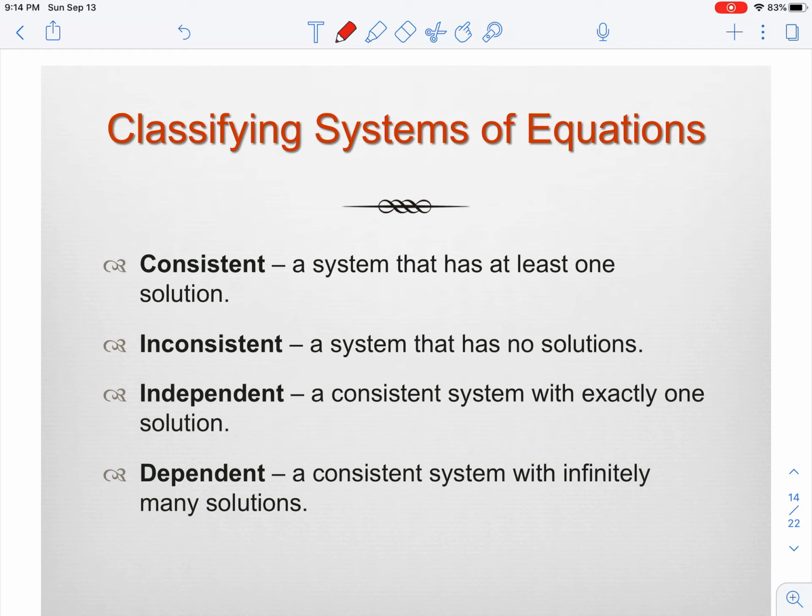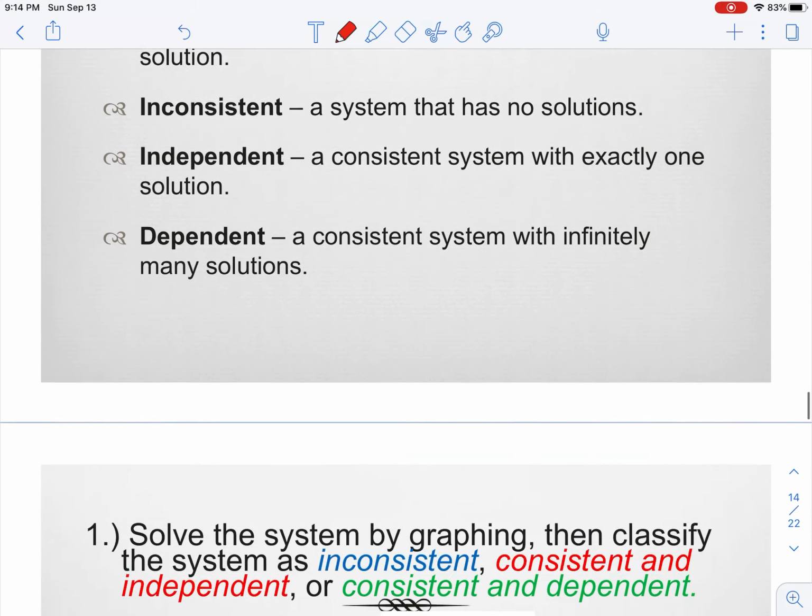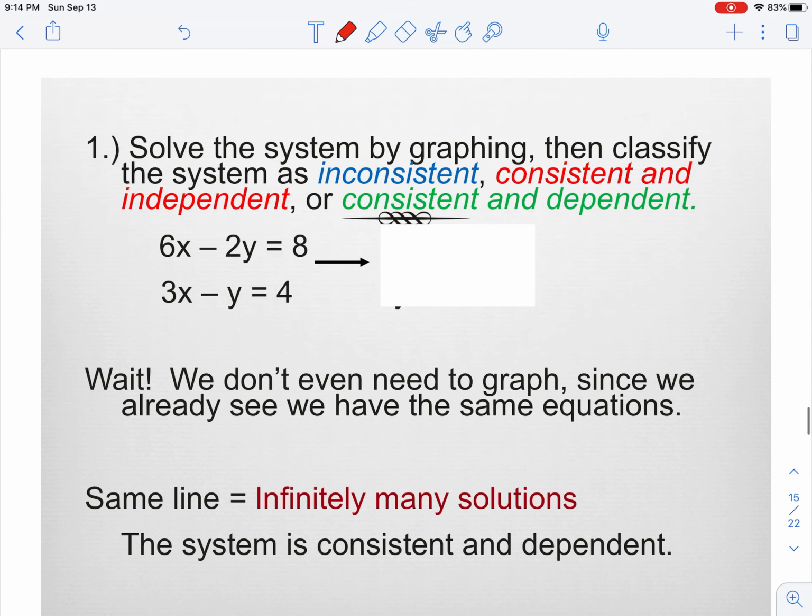A dependent system is a consistent system with infinitely many solutions. It's really the same line. They intersect all over the place. So if you want to pause and write that in your notes, that'd be a good idea. So let's look at this example.